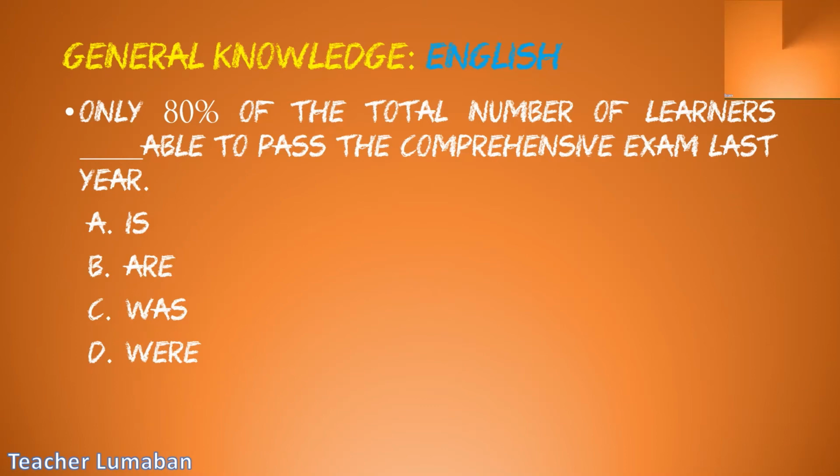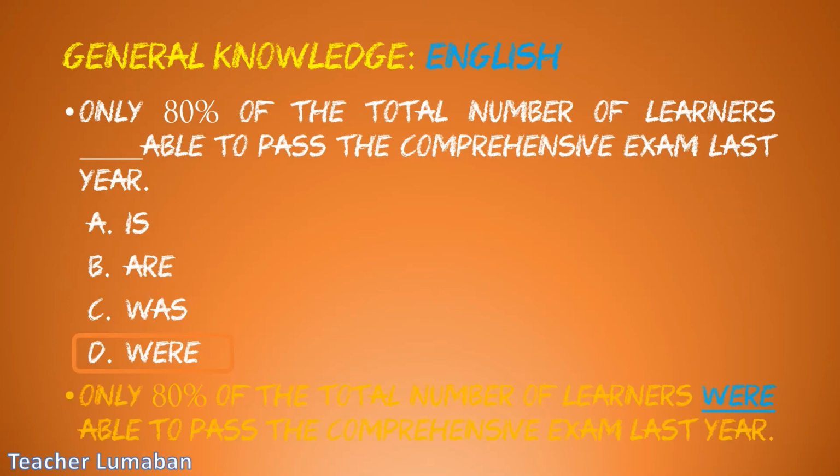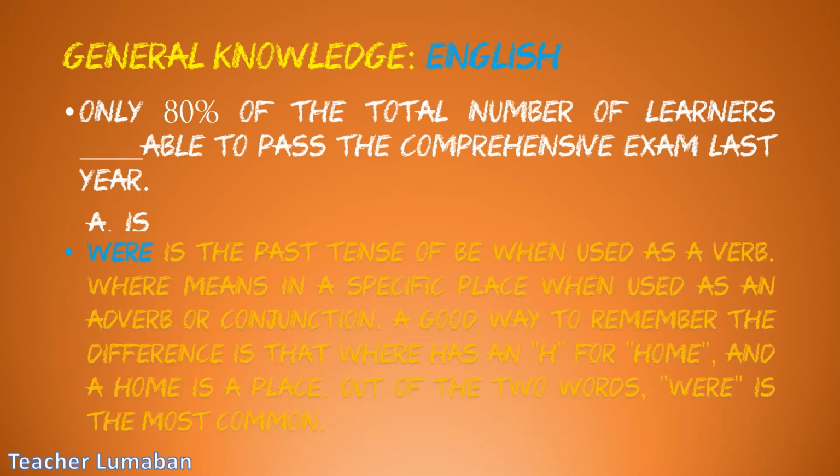The correct answer is letter D, were. Only 80% of the total number of learners were able to pass the comprehensive exam last year. Were is the past tense of be when used as a verb. Where means in a specific place when used as an adverb or conjunction. A good way to remember the difference is that where has an H for home, and a home is a place. Out of the two words, where is the most common.